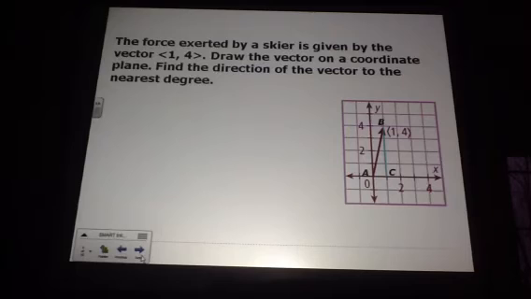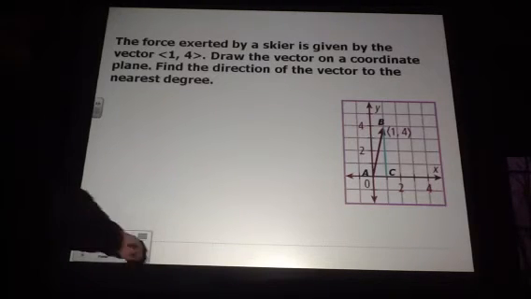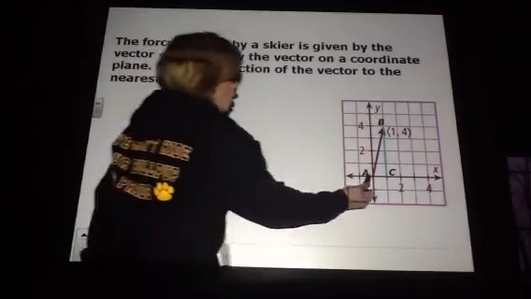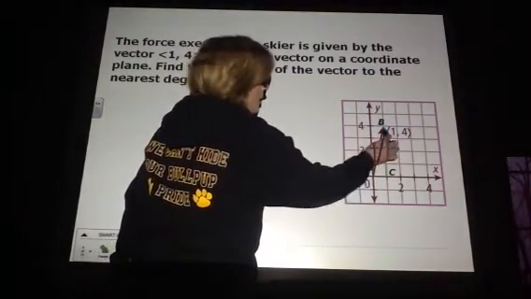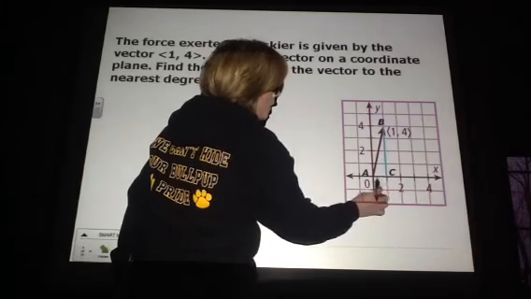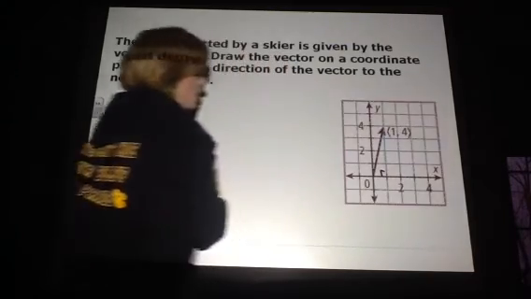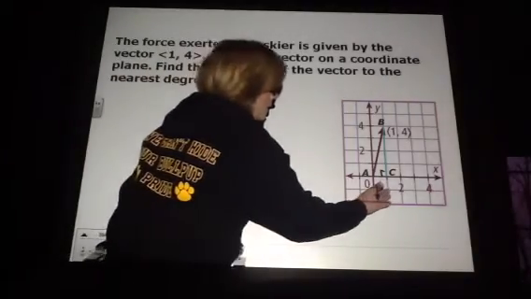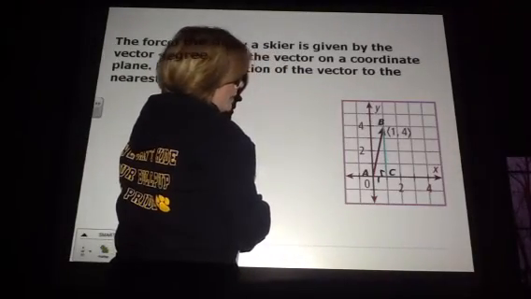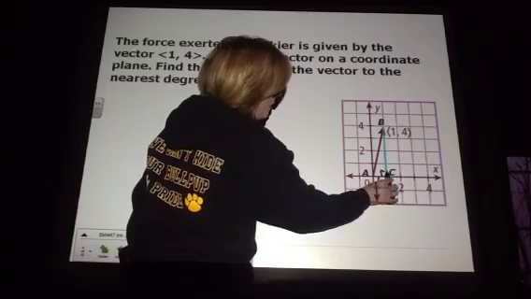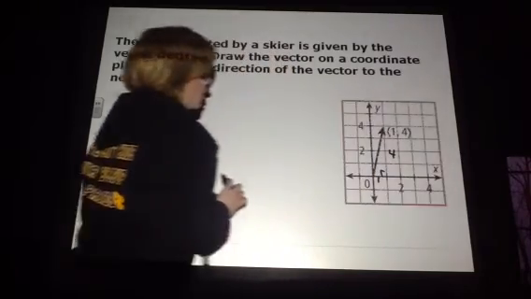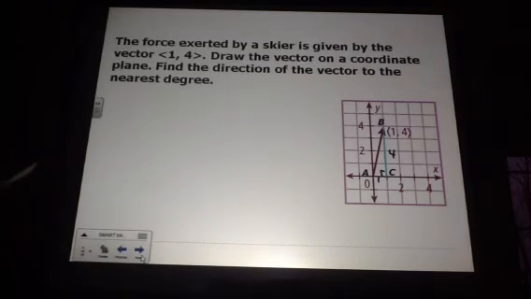All right, so the force exerted by a skier is given by the vector 1, 4. Draw the vector on the coordinate plane. Find the direction of the vector to the nearest degree. Okay, so you graph your vector AB, and if I draw this vertical line and horizontal line makes a right triangle, right? I've got segment AC with 1 unit, segment BC with 4 units. And I'm trying to find, what am I trying to find here?